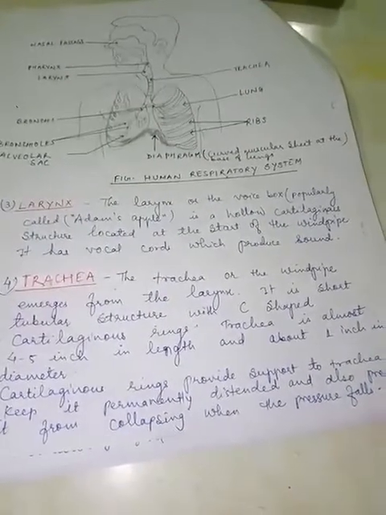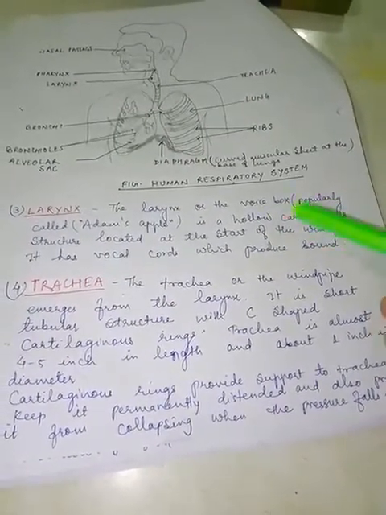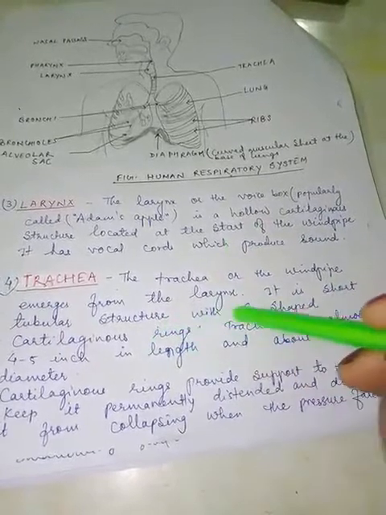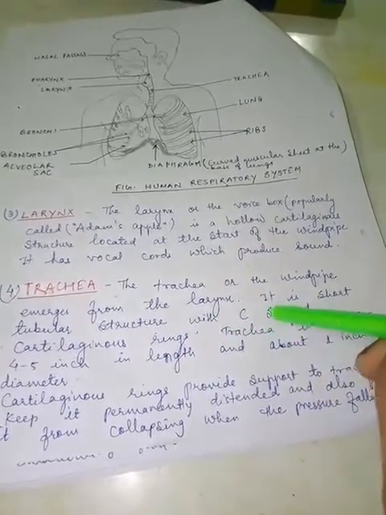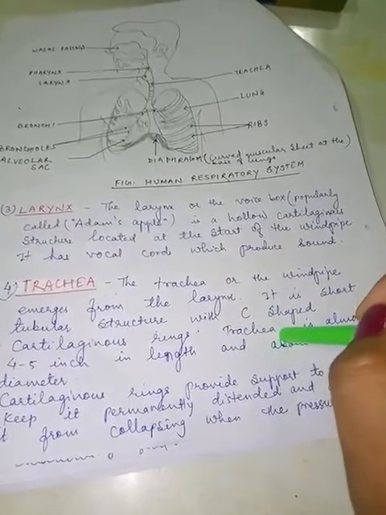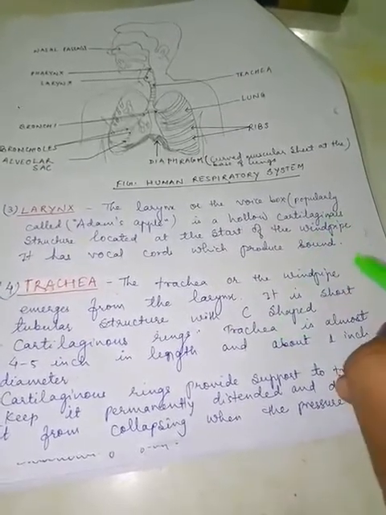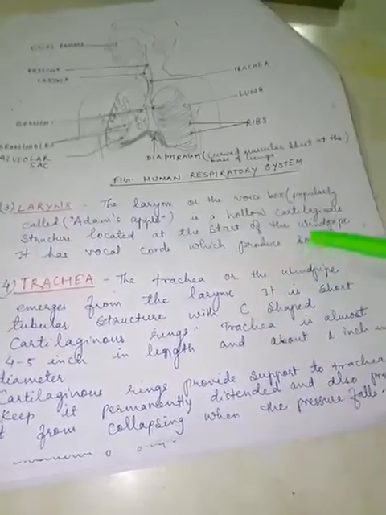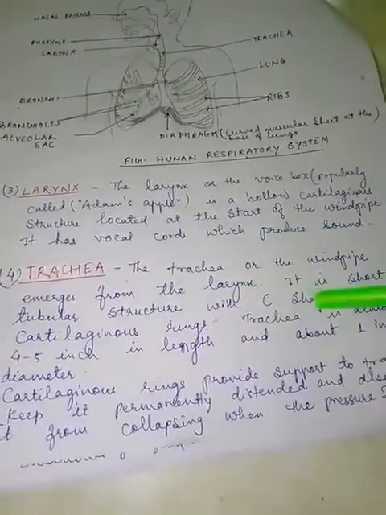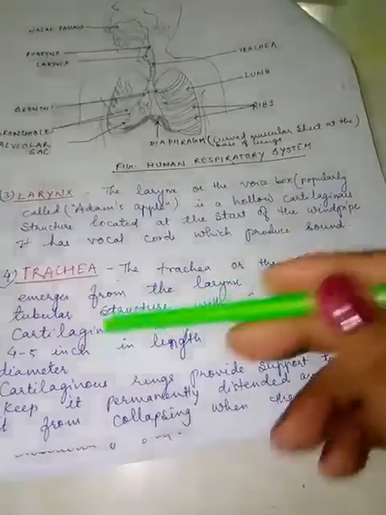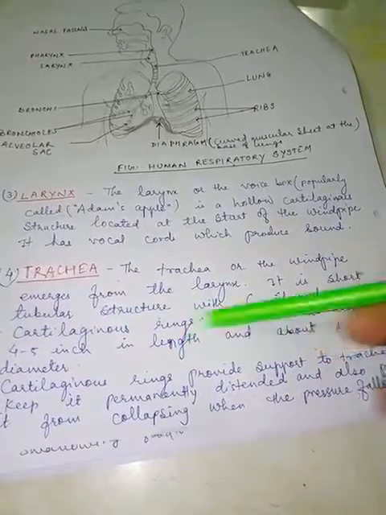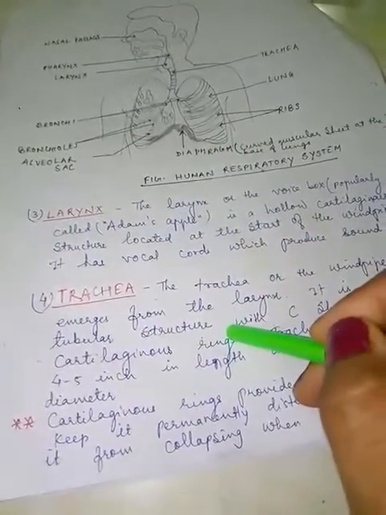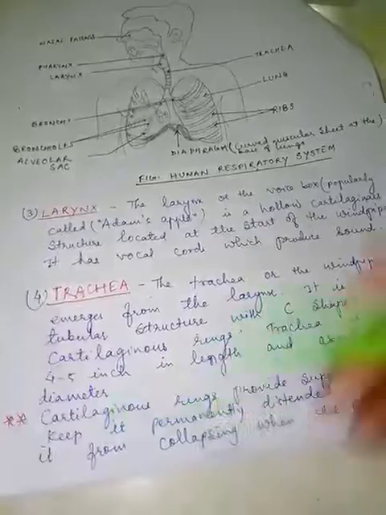So when air pressure is less, if there were no cartilaginous rings, then the windpipe would collapse, as it happens for some time in the case of the food pipe. And children, this trachea is almost 4 to 5 inches in length and about 1 inch in diameter. So this was all regarding the trachea and the importance of cartilaginous rings.